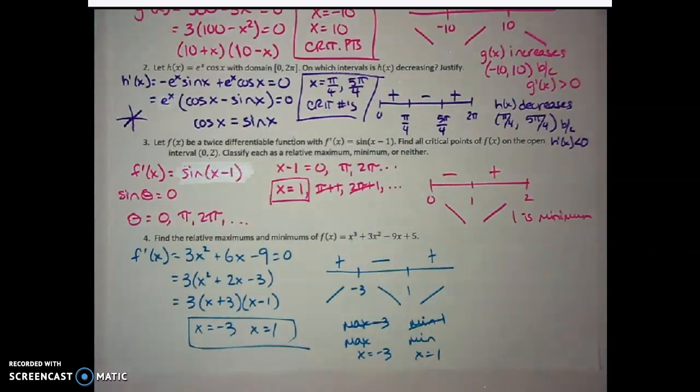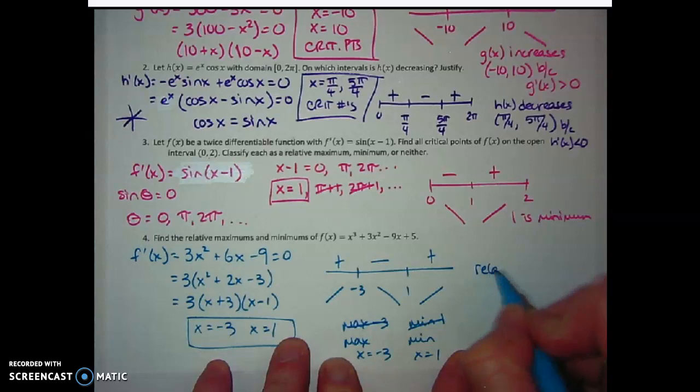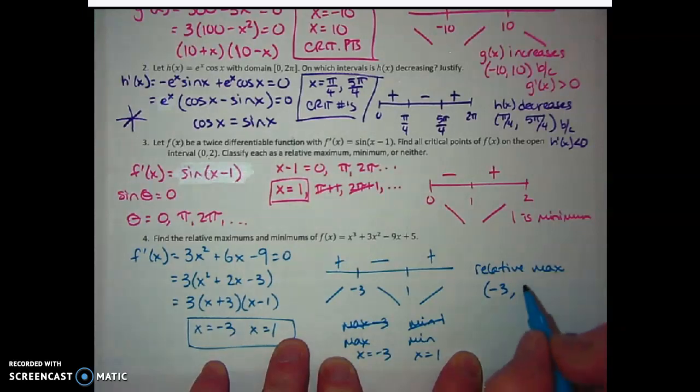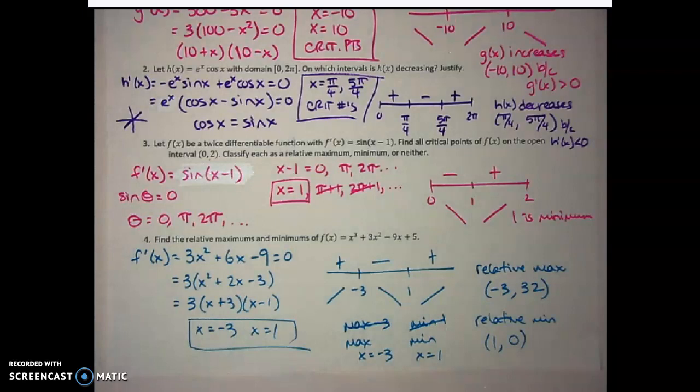I actually should write those as x equals negative 3 and x equals 1. So that's where my maximum and minimum occur. So I can say that I'm going to have a relative max. If I plug that negative 3 into my original equation, then I'm going to get 32. So I have a maximum of 32 at negative 3. And I have a relative min. Again, if I plug that 1 into my original function, I can see that I get 0 out. So I have a relative minimum of 0 at 1.